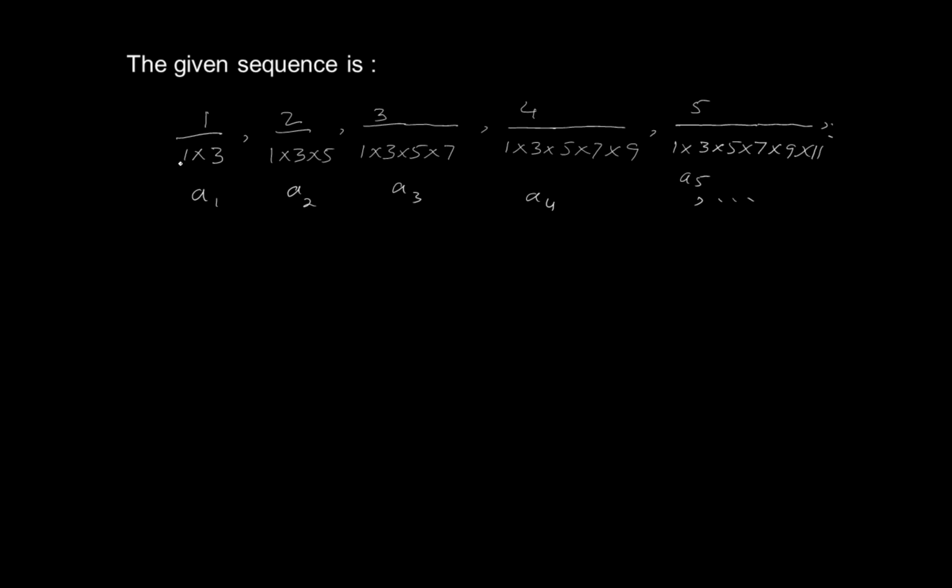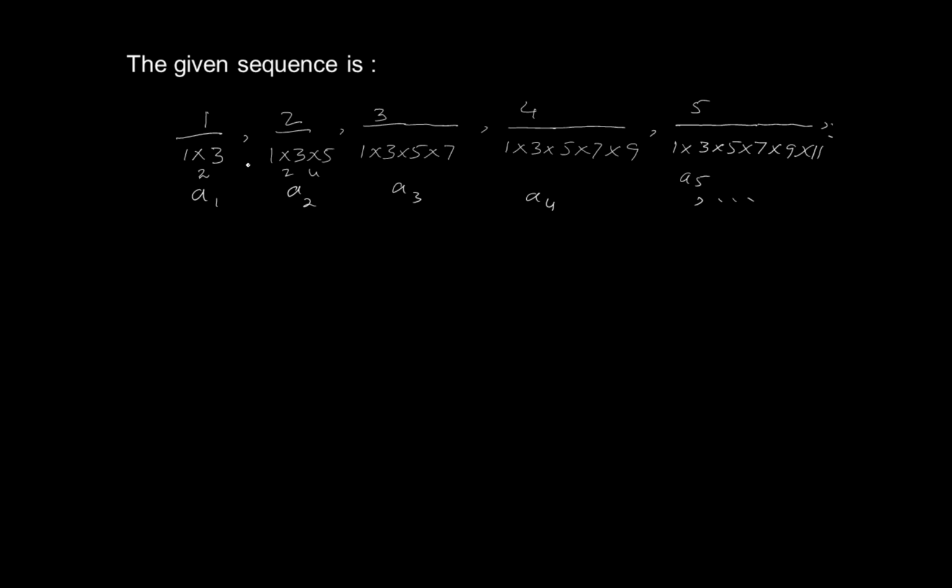In the denominator the factorials are not complete. Here it should be 1 multiply 2 multiply 3, so 2 is missing. Over here, if we complete the factorial of 5, then 1 multiply 2 multiply 3 multiply 4 multiply 5. So 2 and 4 are missing over here.